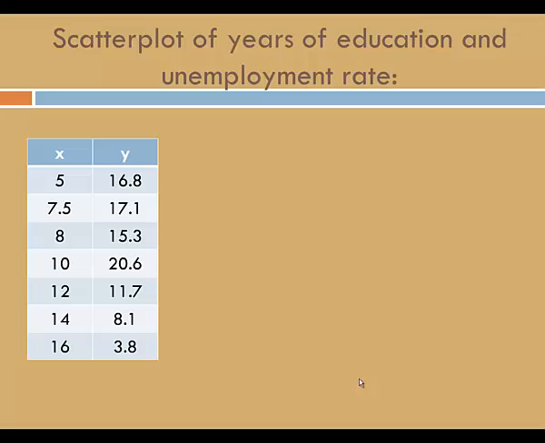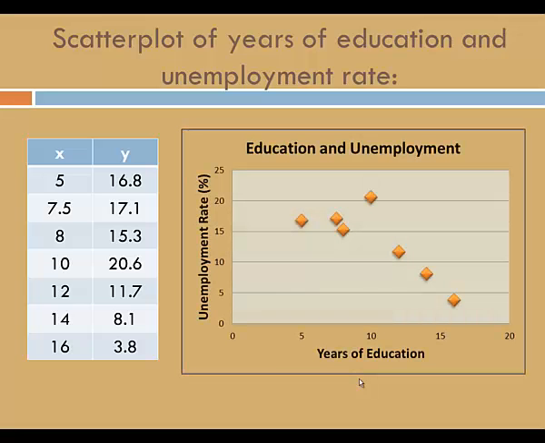So each observation in the data set is like an ordered pair. When I plot the ordered pairs, I end up with a scatter plot. On the x-axis, I have years of education, and on the y-axis, I have the unemployment rate.